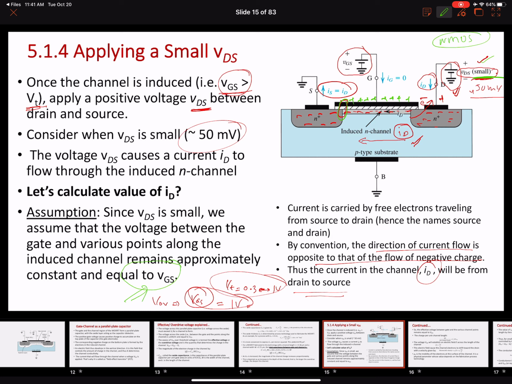Anyways, the bottom line of this specific slide is that we ended up applying a smaller value of the VDS that allowed a constant voltage drop between the gate and the channel, which is the same throughout the channel. Due to this potential difference and application of this small VDS, a current will start to flow, and the electrons will flow from the source terminal to the drain terminal, and the direction of the drain current ID is from the drain to the source. Okay, so let's find out the value of this ID.